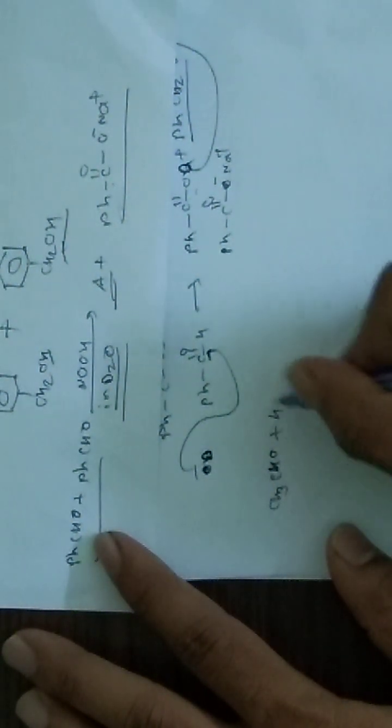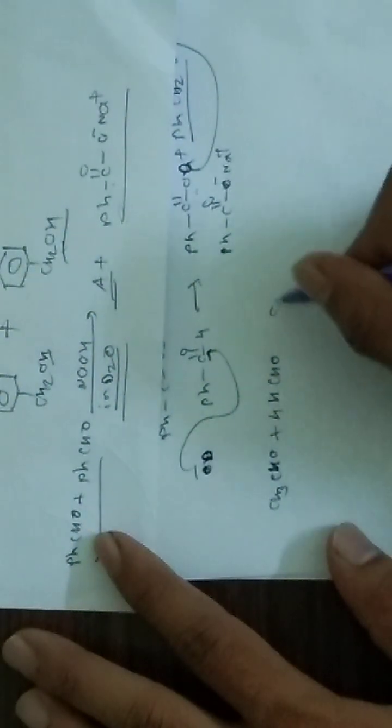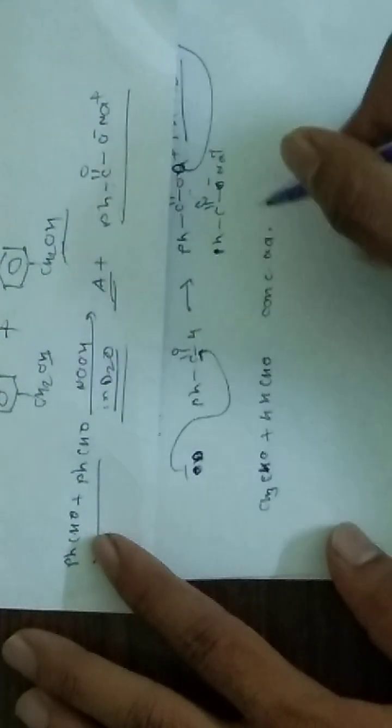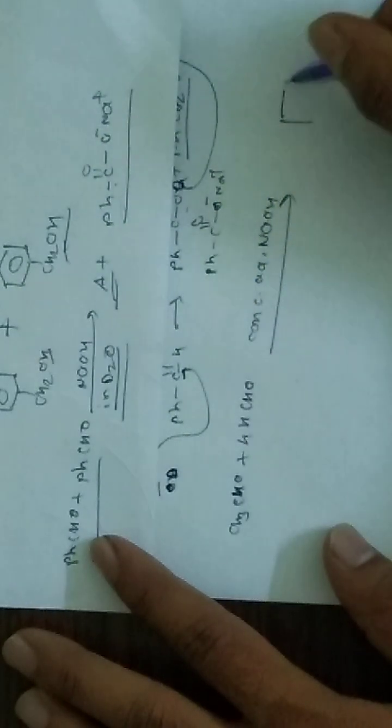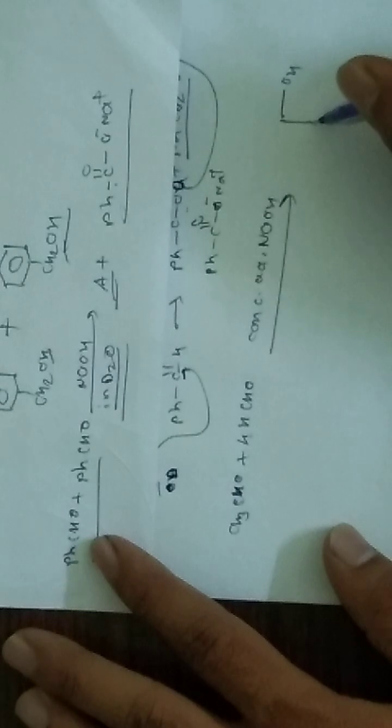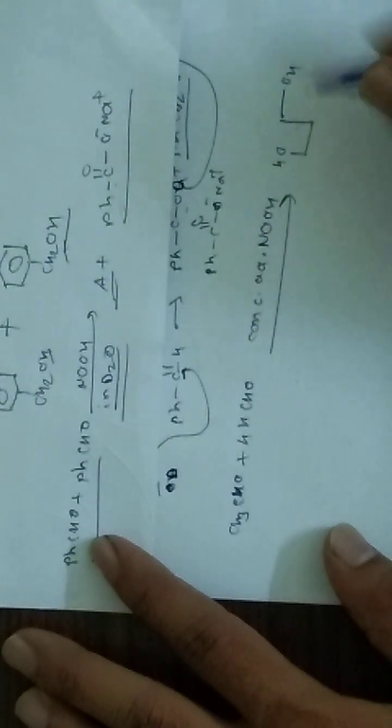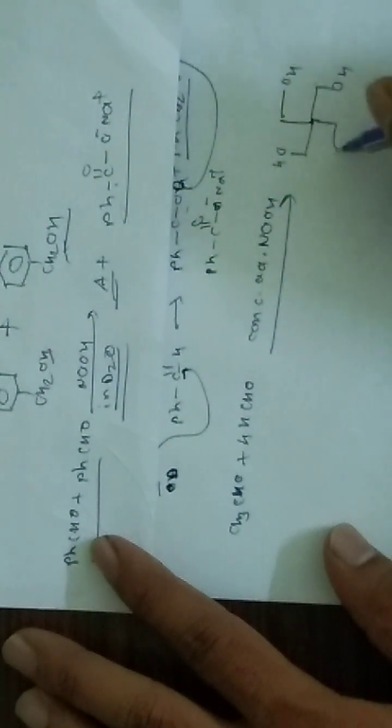CH3CHO plus 4HCHO with concentrated aqueous NaOH, and the product is given there, with OH, here also OH, OH, OH. How is this product formed? The question is how many aldol condensation reactions are happening. Here, if you see, there are 3 alpha hydrogen atoms, therefore 3 aldol condensation reactions should happen. Therefore the correct option is C, and the correct answer is 3.